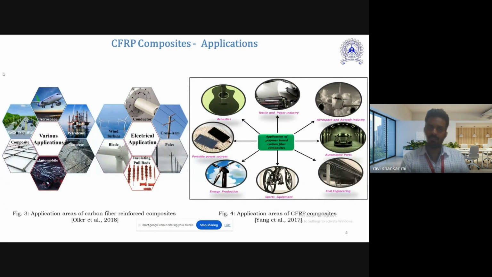This work is based on the carbon fiber reinforced polymer composite. Carbon fiber reinforced composite is already in demand and very much applicable in different applications such as road, aerospace, petroleum industries, concrete industries, automobile industries, and composite bars are also used. Along with that, due to the non-conductivity of the polymer composite, we can use it for electrical applications such as wind turbine blades, cross arms, and insulating poles also.